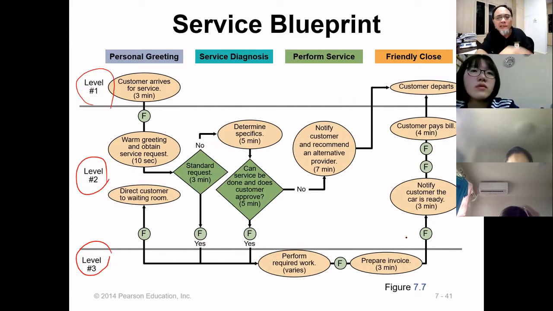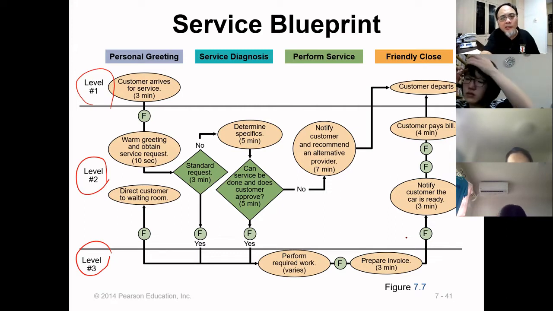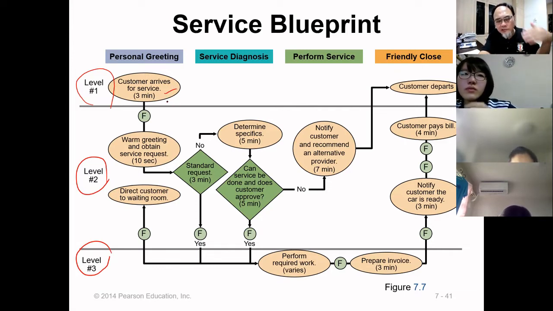So for example, your car, you send for service. In Malaysia we have sales and service centers. So let's just imagine that you are driving into a service center. You want to get your car serviced. So the design is the customer arrives for the service. Probably there is already an appointment system, or if it is walk-in, there will be a 3 minutes interaction.